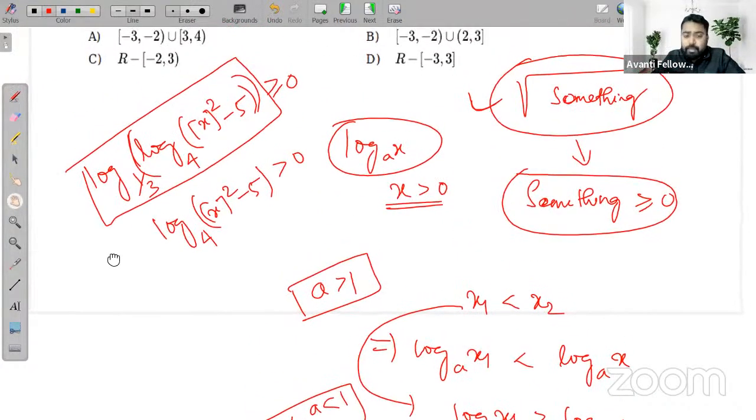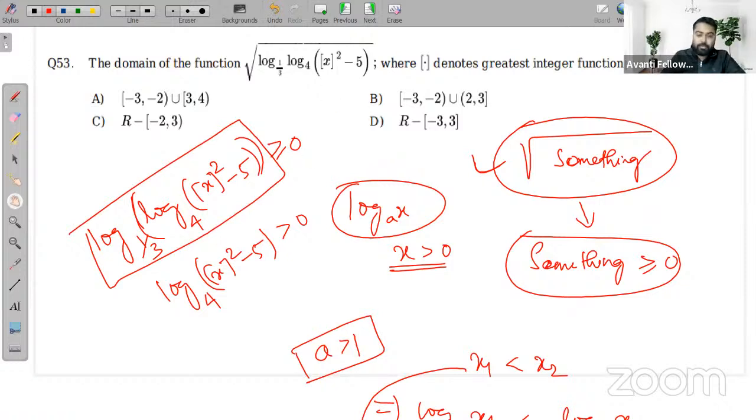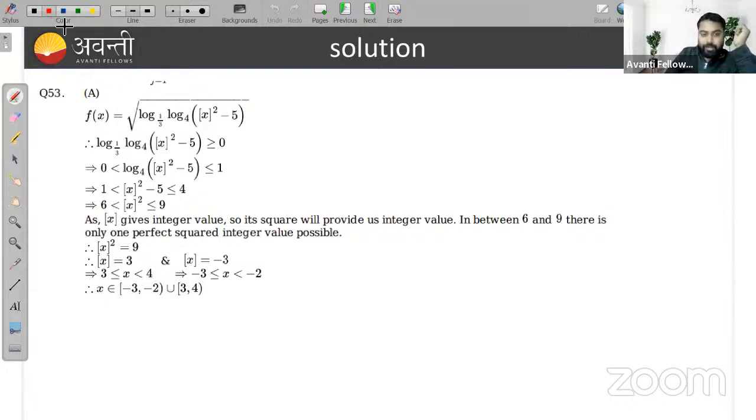Clear? Okay. And also to find the domain of this type of function, what you have under the root must be greater than or equal to 0. So let's see the solution of this question. See, I already told you, what you have under the root must be greater than or equal to 0. Then the argument of this log must be greater than 0. That is, here we have mentioned this is greater than 0, right?